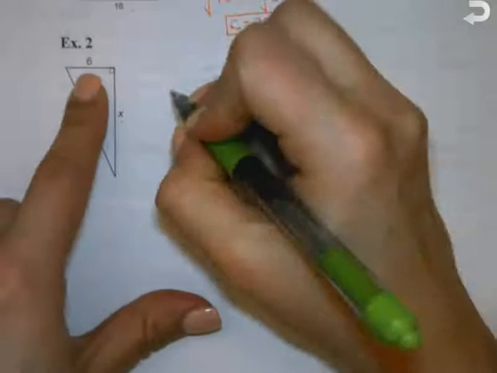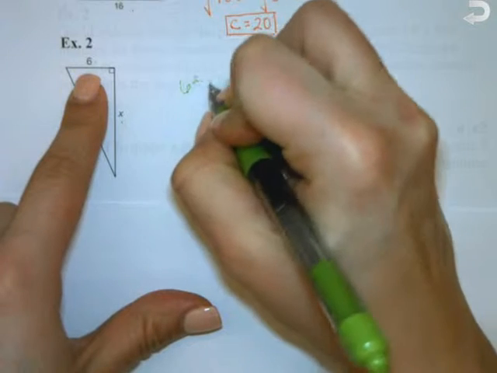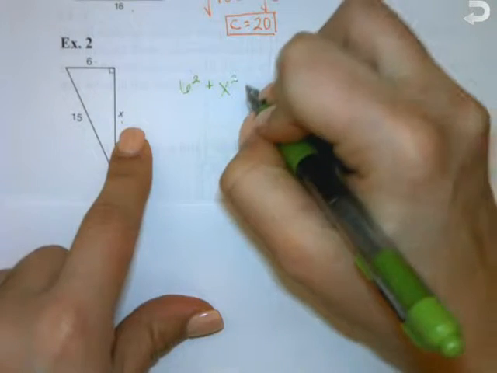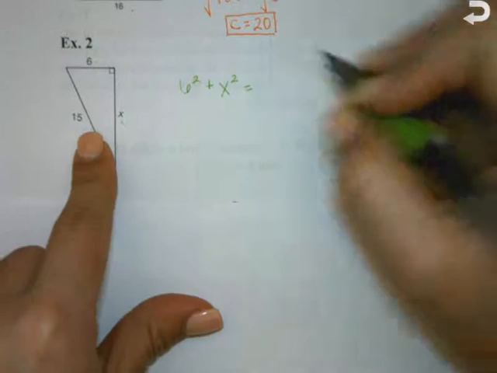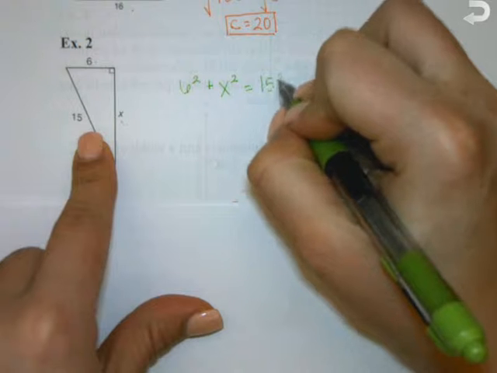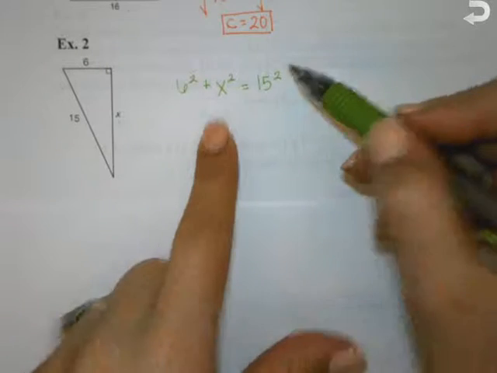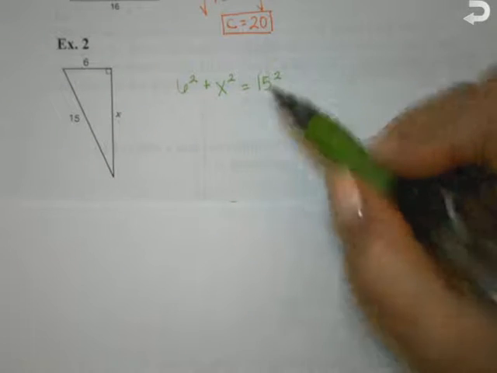So here's what I want you guys to do right now. Plug it into the Pythagorean theorem. Double check with your neighbor to see if you got the same thing. Here's what I got. Our first leg is 6, so that's going to be 6 squared plus, what's our second leg, guys? X. So that's going to be X squared equals our hypotenuse, which is 15, and make sure you square it. How many of you got that correct? Excellent. If you did not, make sure that you rewrite it. Remember, our hypotenuse is always the one on the other side of the equal sign.